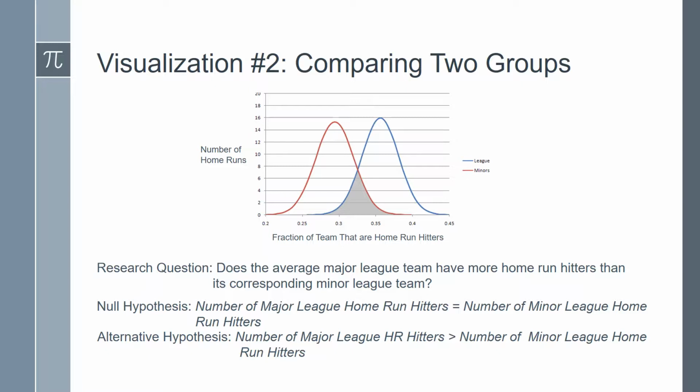The research question is as follows. Does the average major league team have more home run hitters than its corresponding minor league team? The null hypothesis would be the number of major league home run hitters equals the number of minor league home run hitters. The alternative hypothesis is the number of major league home run hitters is greater than the number of minor league home run hitters. Looking at the visualization, we can see that the alternate hypothesis seems to be true.